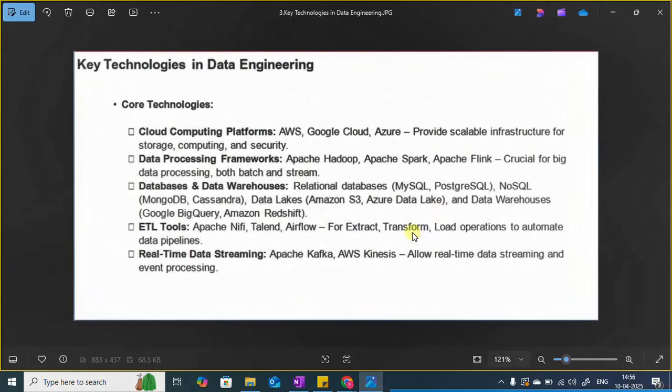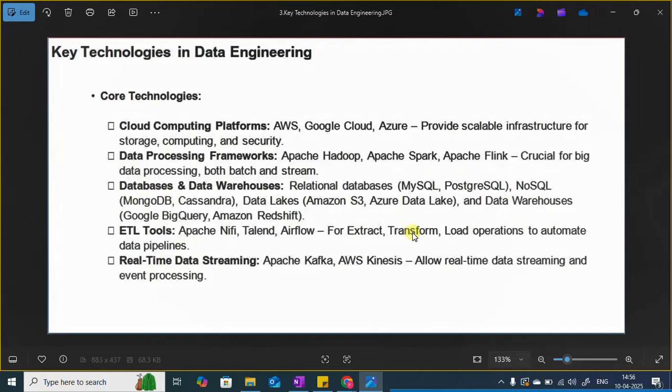Now, key technologies in data engineering. As I told you, the core technology is the cloud computing platform. Different cloud providers we are using, as I have already written on my whiteboard, either AWS, Google Cloud, or Azure, provide scalable infrastructure for storage, computing, and security. Similarly, for data processing we use tools like Apache Hadoop, Apache Spark, and Apache Flink, crucial for big data processing of batch and streaming data.